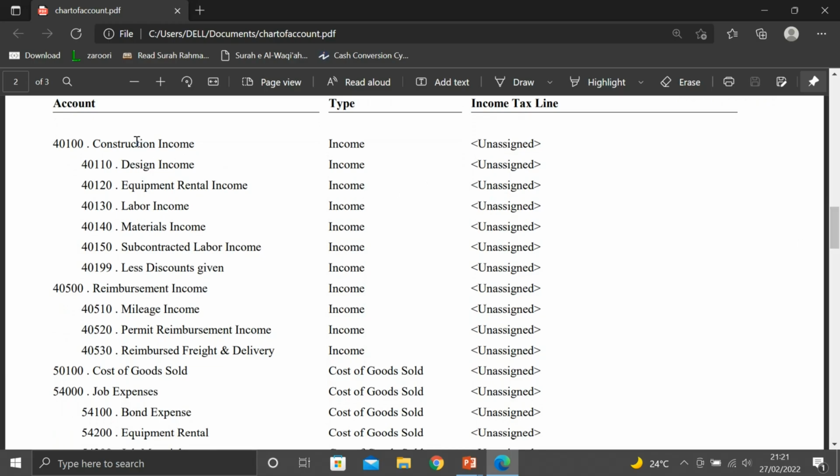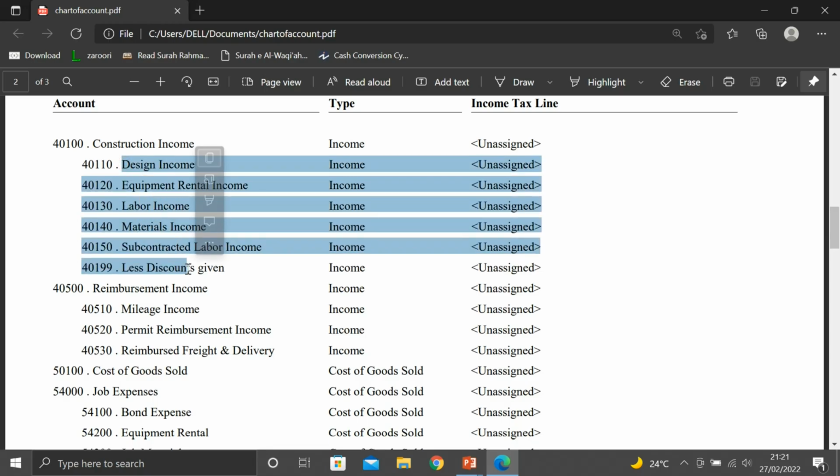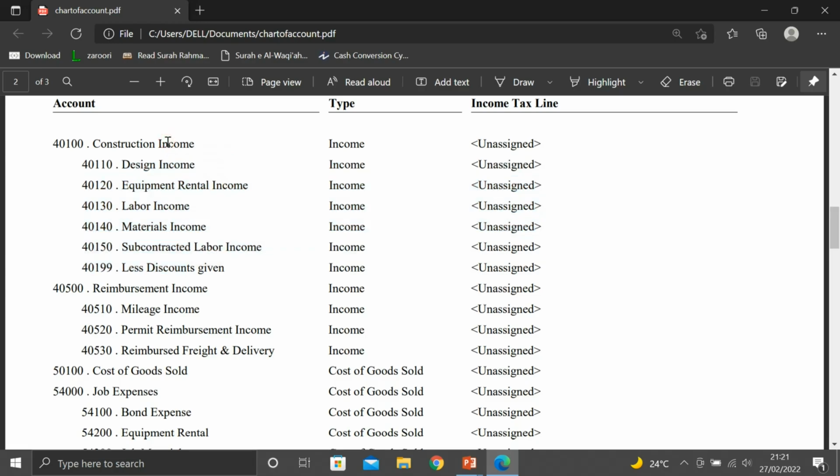Okay, we have the control account for construction income 40100, and the subsidiary ledgers we have here 40110, design income, for equipment rental. These all are subsidiary ledgers, and the control account is construction account. So when we are making any entry in our accounts, we will make it in these particular ledgers. So it will automatically add the balance in the main account, control account. It will add the amount there in construction income control account.